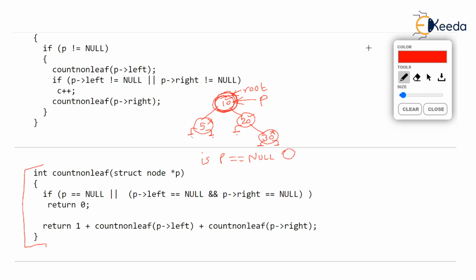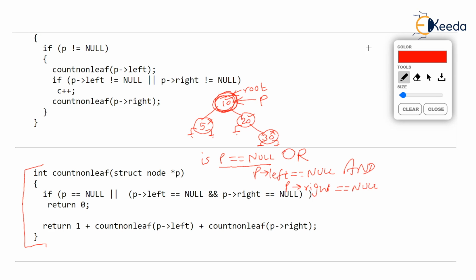Or wherever P is pointing, that node is a leaf node. Listen, we are counting the number of non-leaf nodes. But we will ask, is P invalid? Is P null? Is it not pointing anywhere? Then we will stop. Or if P arrow left is null, and P arrow right is also null.